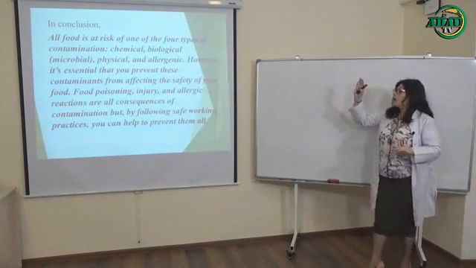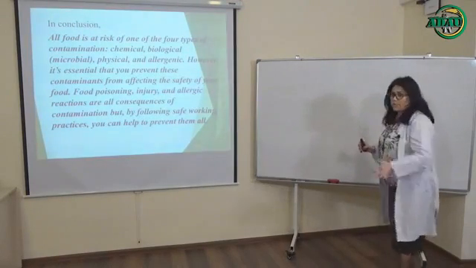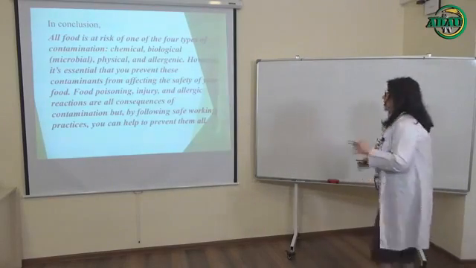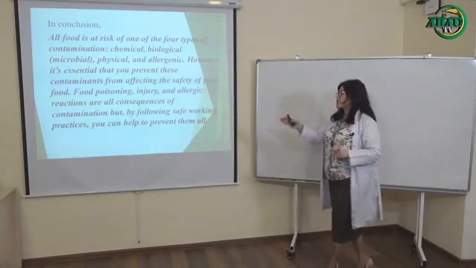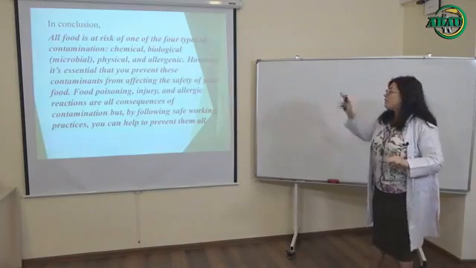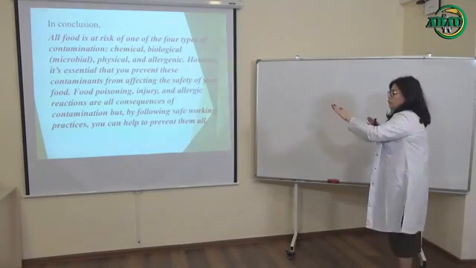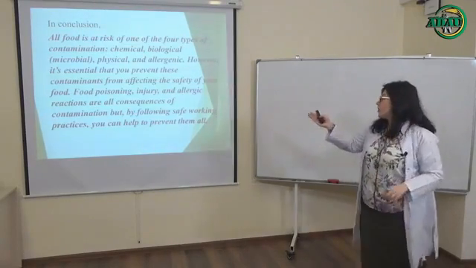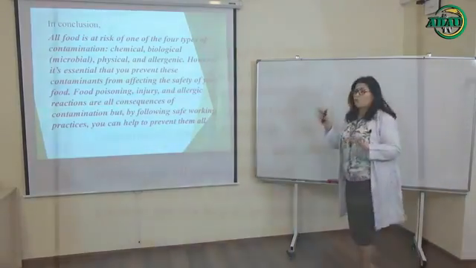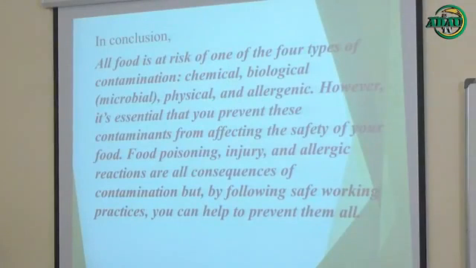It can be chemical, biological or microbial, physical, and allergenic. However, it's essential that you prevent these contaminants from affecting the safety of your food. Food poisoning, injury, and allergic reactions are all consequences of contamination. But by following safe working practices, safe production, you can help to prevent them all.